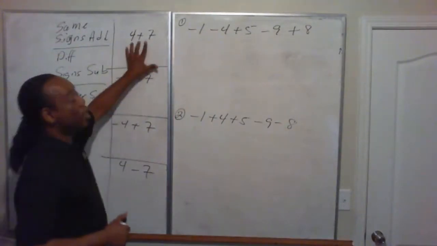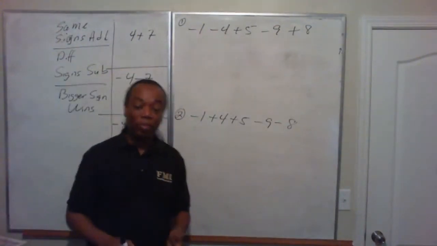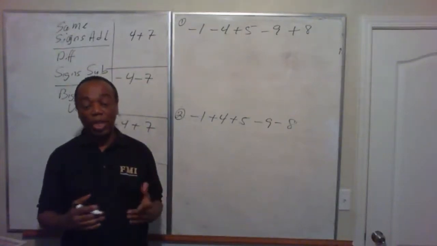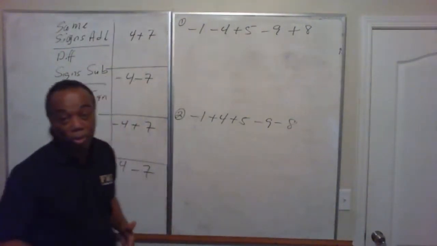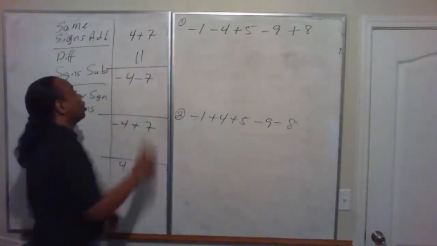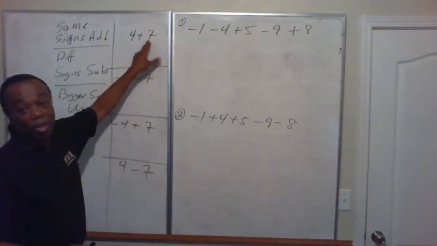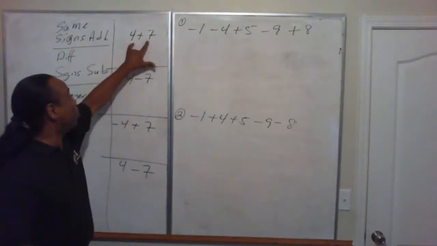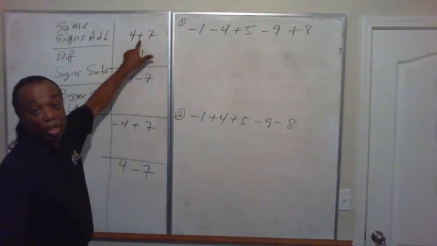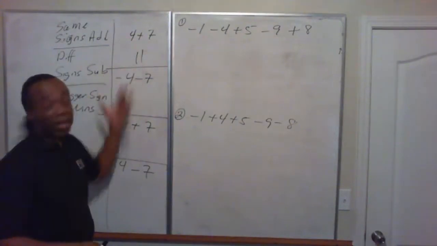Okay, so right here we have a positive 4, a positive 7. Those are same signs. So same signs, when we collect, those are going to add. So 7 plus 4 is 11. The bigger number is 7, and its sign is positive. So that means that the bigger sign from these two numbers, which belongs to the 7, is positive. So it's a positive 11.